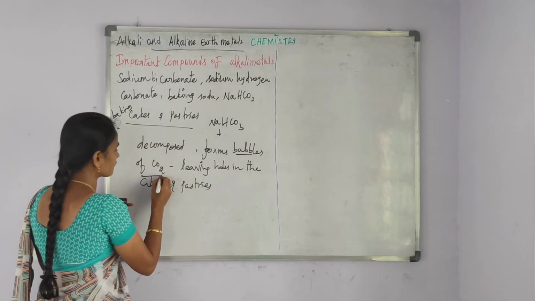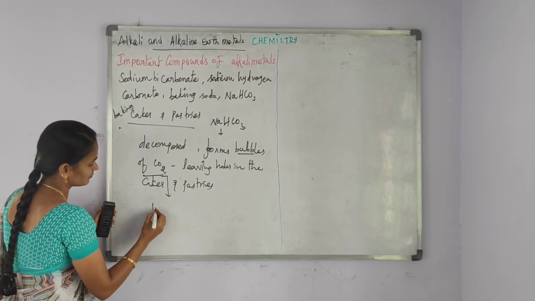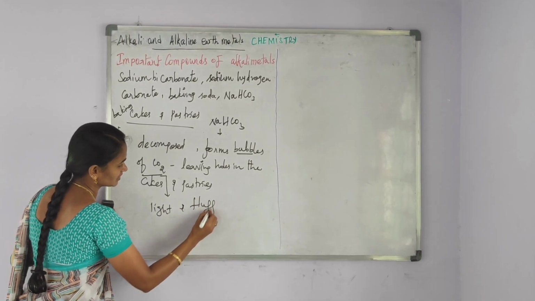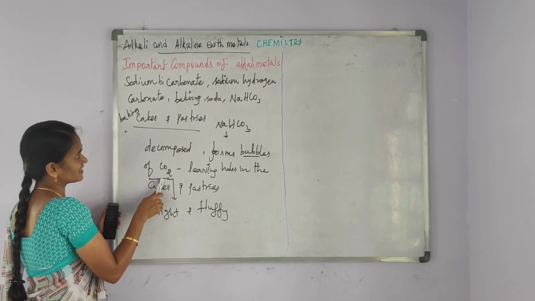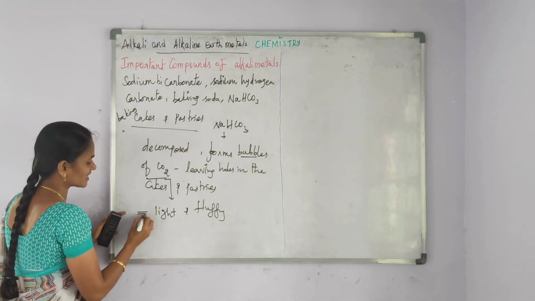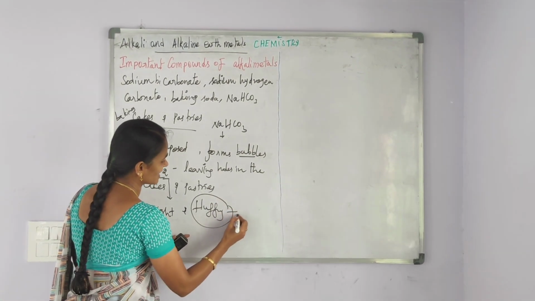The bubbles of carbon dioxide gas provide the cakes and pastries a light and fluffy appearance. Fluffy means soft.